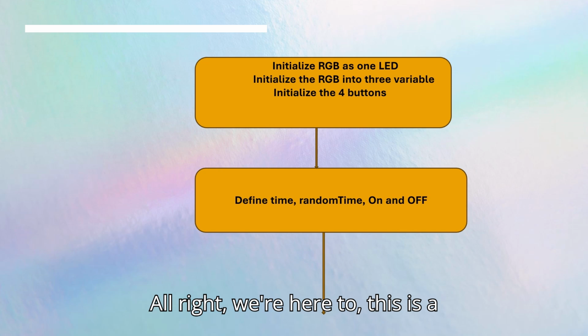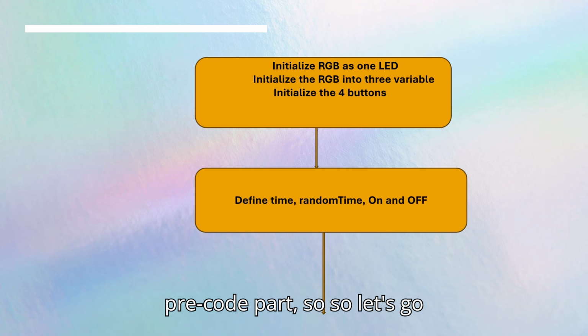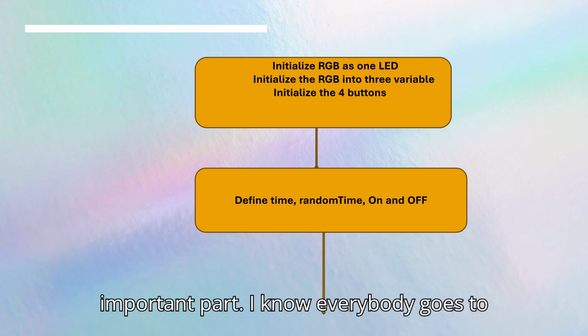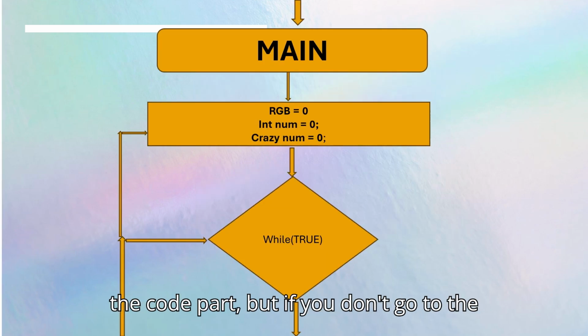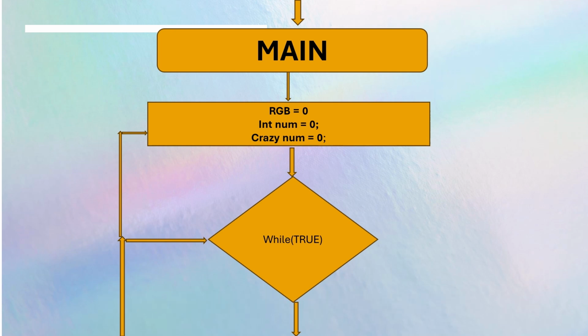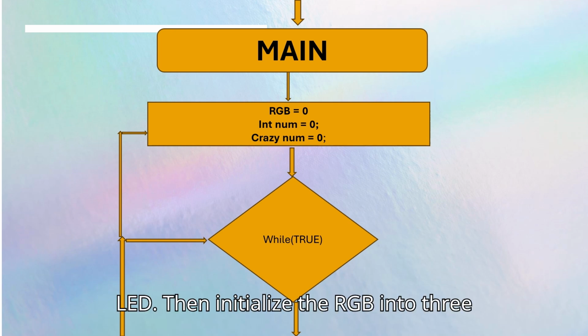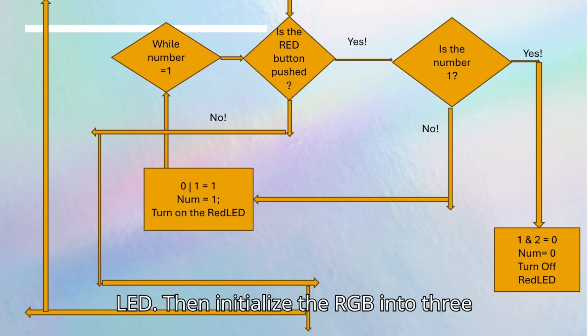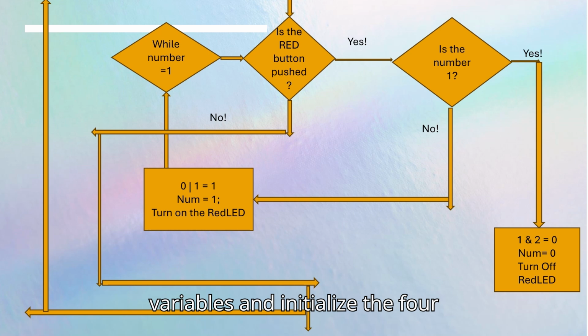All right, we're here at the pre-code part, so let's get down to it. This is a very important part. I know everybody goes to the code part, but if you skip the pre-code part, you're missing out. First, we're going to initialize the RGB as one LED, then initialize the RGB into 3 variables and initialize the 4 buttons.